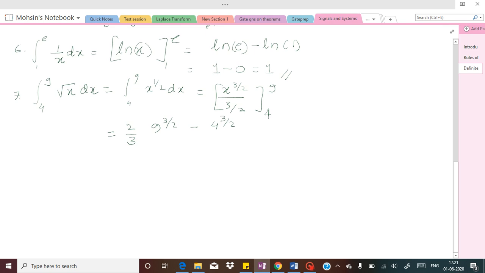Okay, so here we can write 9 as square of 3, so 2 by 3, 3 square raised to 3 by 2, minus 4 can also be written as 2 square, so 2 square raised to 3 by 2. Okay, so this 2 will get cancelled here and here, so therefore what we gonna get is 2 by 3 times 3 raised to 3 minus 2 raised to 3, so 3 raised to 3 is 27 minus 2 raised to 3 is 8.